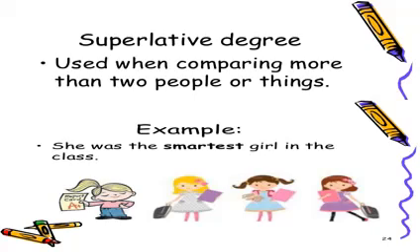For example, she was the smartest girl in the class. Here we are comparing her with the complete class. So that's why it will be your superlative degree.